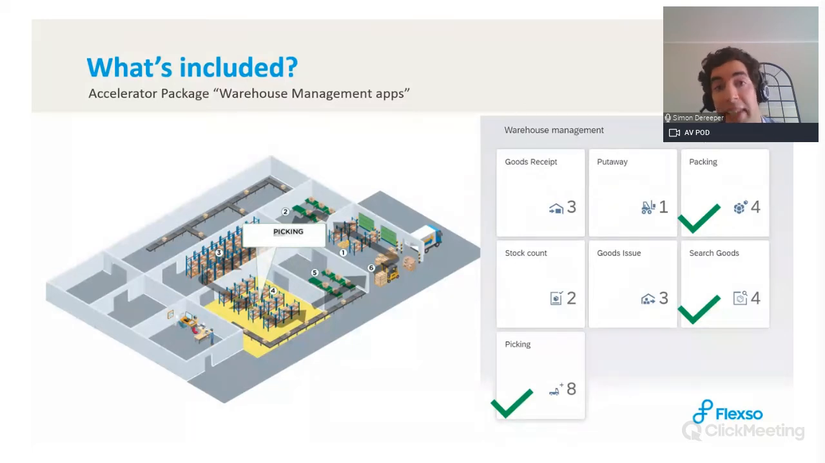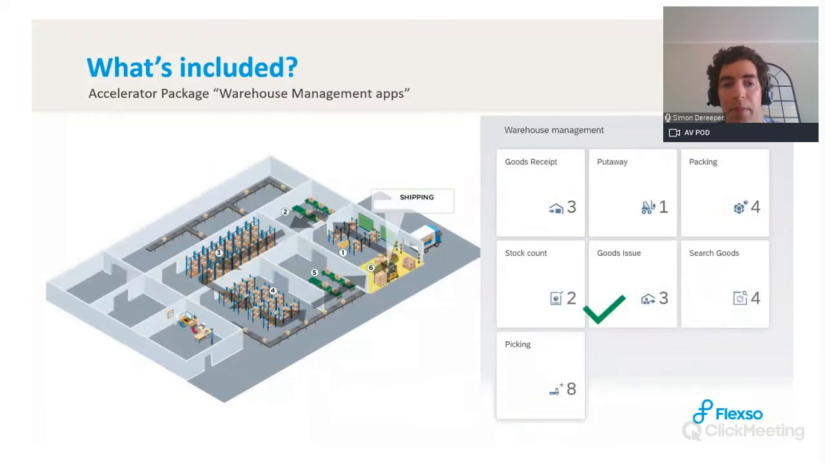Also here, the packing application can be useful because sometimes you need to repack certain goods for shipment to your customer. And then the last flow we have is the shipping flow. Here, when the goods are loaded on the truck, you can use the goods issue application to post the goods issue on that delivery for the goods you shipped.